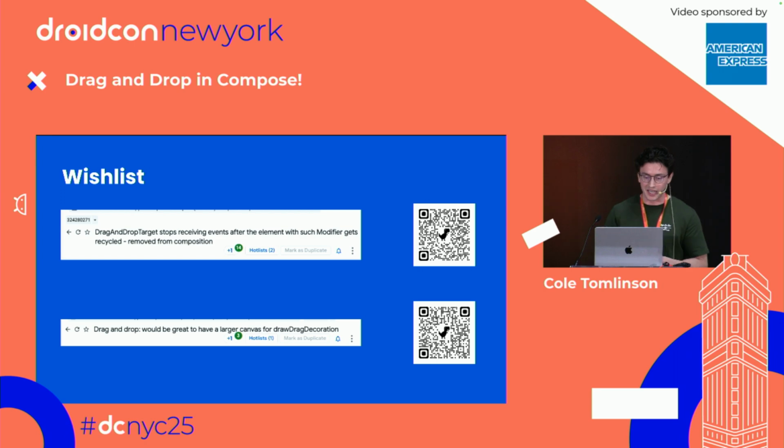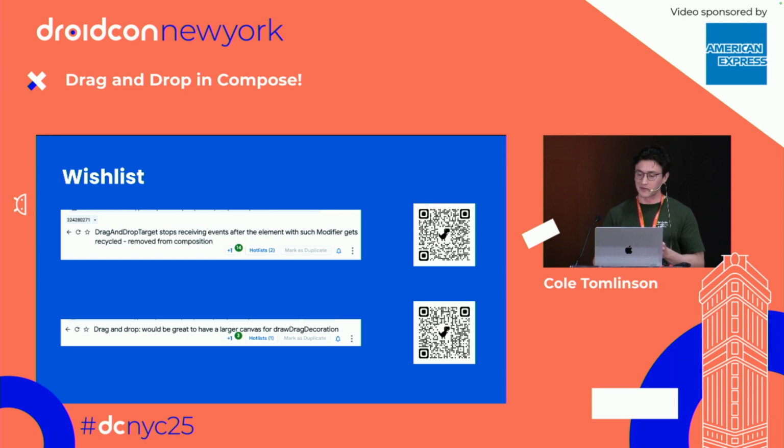Gonna plug some issue trackers here real quick, and I have some QR codes if you want to check them out, or +1 them if you want to. But the first and biggest one is that the drag and drop target modifier will only receive events about the drag if it is in composition at the time when the drag starts. So if you are in a situation like in that last GIF where you pick an item up and you start moving it to the top of the column, new items enter composition on screen as you scroll, and you want those to receive events about the drag, you cannot do that. They need to have been in composition at the time when the drag starts.